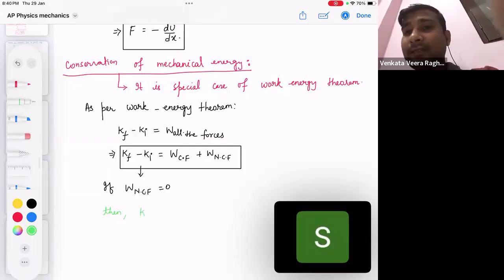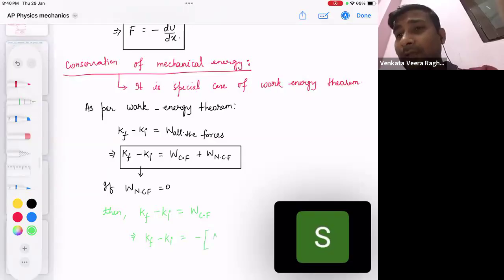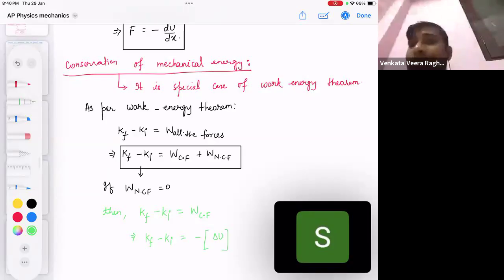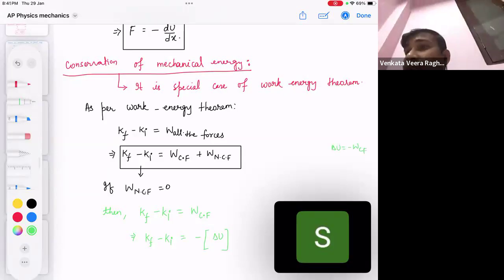Then my equation becomes K final minus K initial equal to only work done by conservative force. And you know one more thing: work done by conservative force can be written as minus of change in potential energy. Do you agree? Just a little bit earlier we defined the conservative force and potential energy. We have written change in potential energy equal to negative of work done by conservative force. So the work done by conservative force can also be written as minus of delta U.